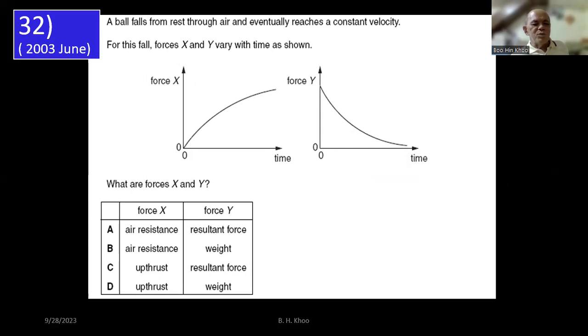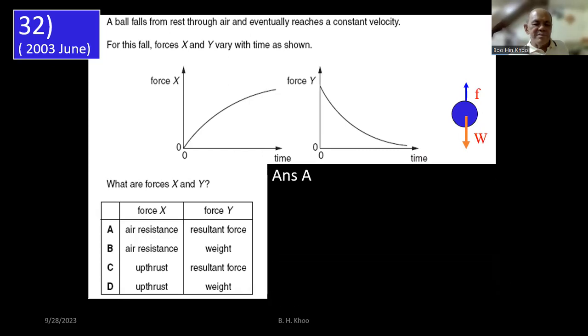Okay, that's June 2003. A ball falls from rest in air and eventually reaches terminal velocity. For these forces, X and Y vary with time as shown. So what is force X? What is force Y? What are the forces acting? The weight, friction, or drag?